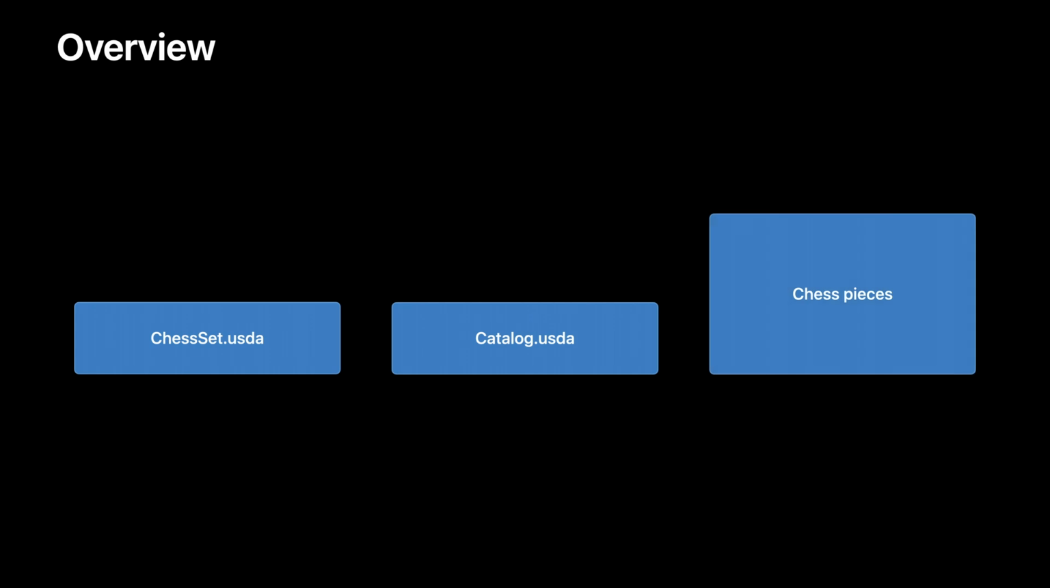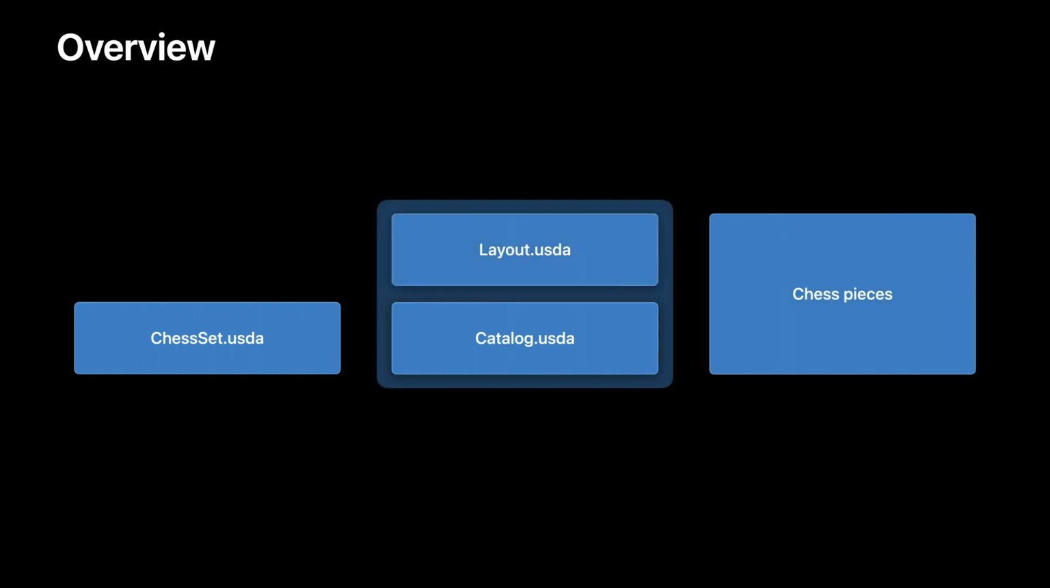But let's do it in a fun way. Fancy a game of chess? Let's build out a chess set scene. In this scene, we will use a catalog of assets in a catalog layer, which will refer to our chess pieces. We will then arrange these pieces on the chessboard in the layout layer to get our final result, which is viewable with a chess set layer.